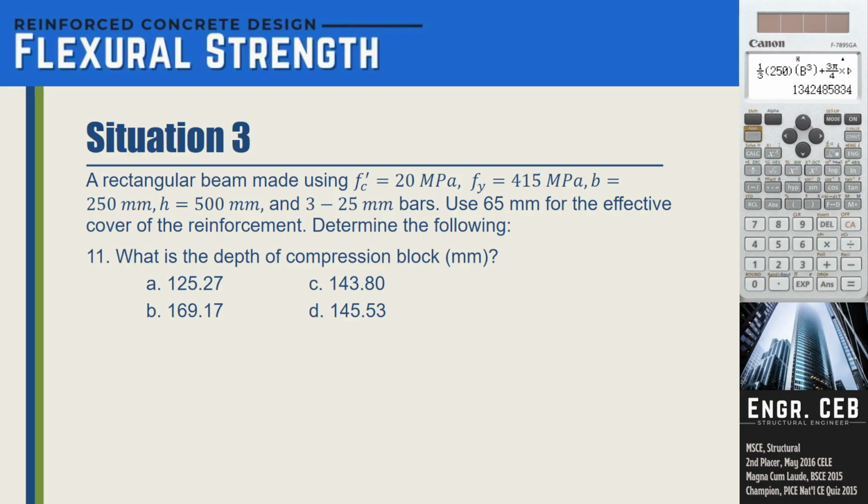Example 3. A rectangular beam is made using Fc prime equals 20 megapascals and Fy equals 415 megapascals. B equals 250, H equals 500, and As is 3-25 millimeter bars. Use 65 millimeters for the effective cover of the reinforcement.